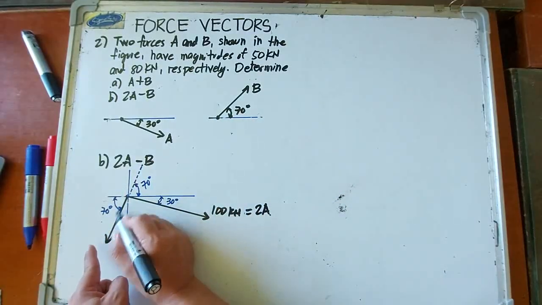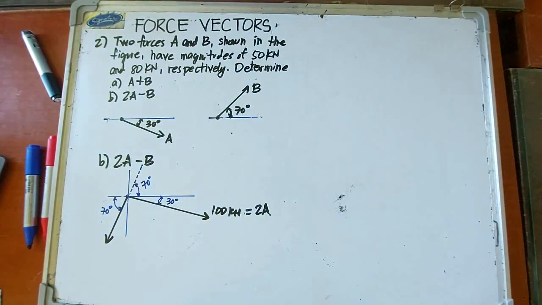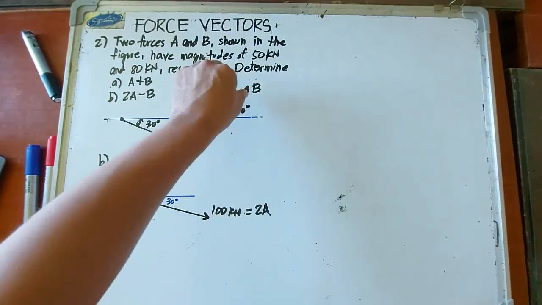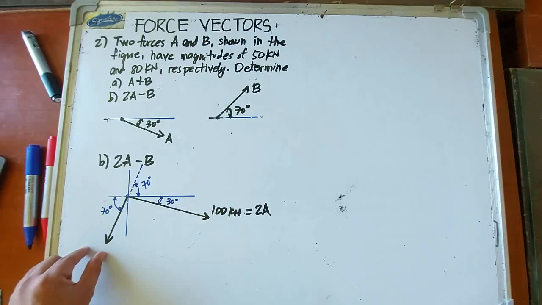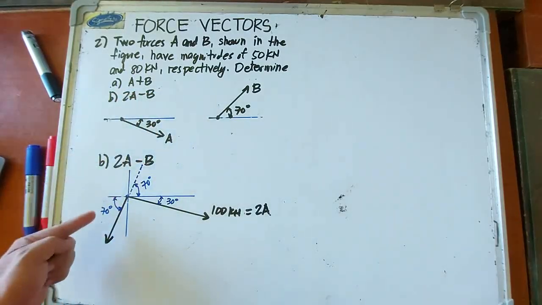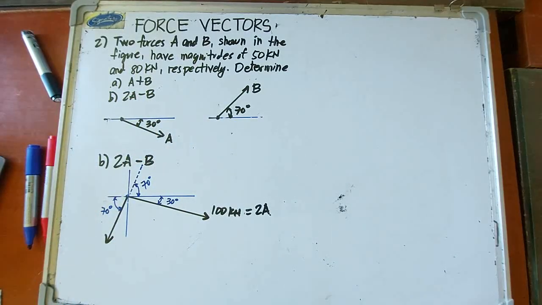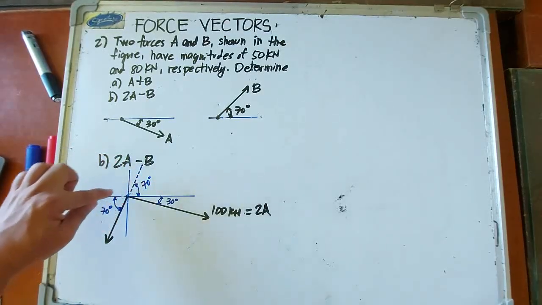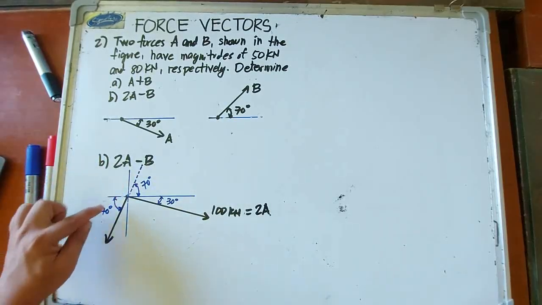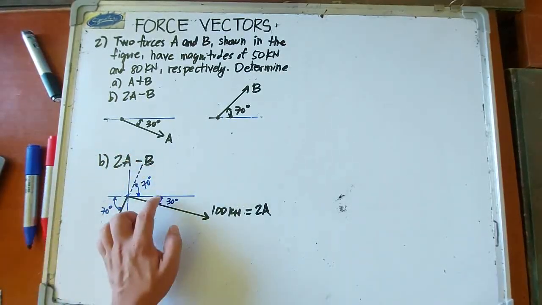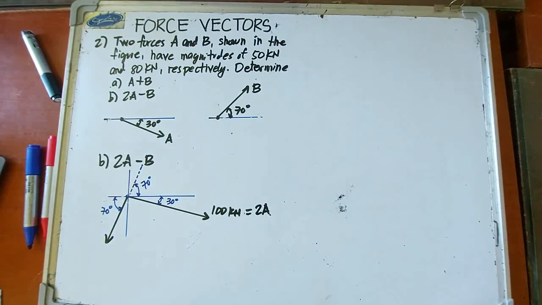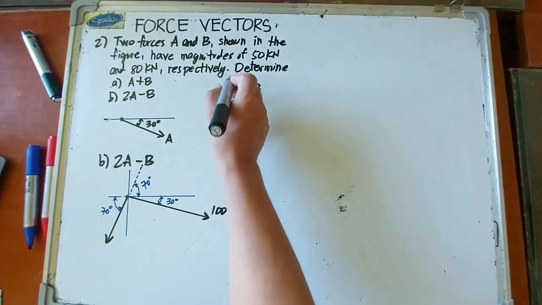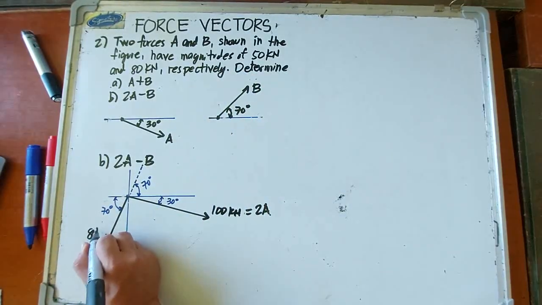So this is now our force B. It is now in the third quadrant. Originally it was in the first quadrant. Since it was multiplied by a negative scalar, that would change the direction of B. So this is 70 degrees, so we transfer the angle. And this is still 30 degrees from the positive X axis. So this is 80 kilonewtons.